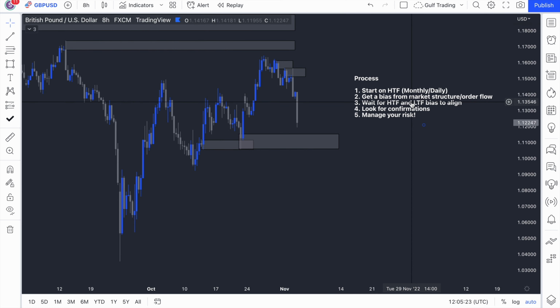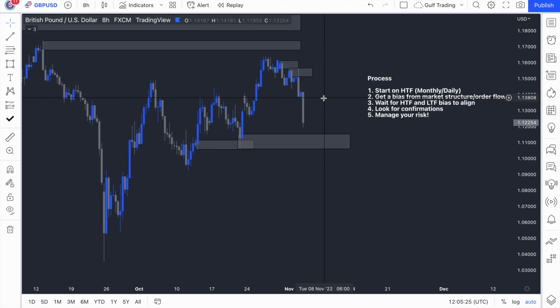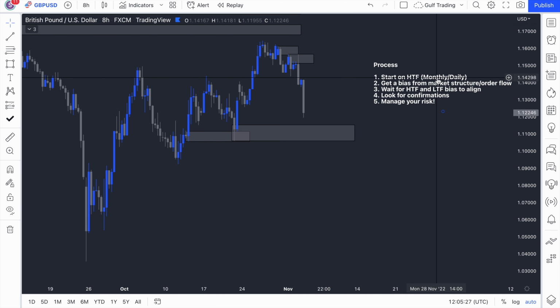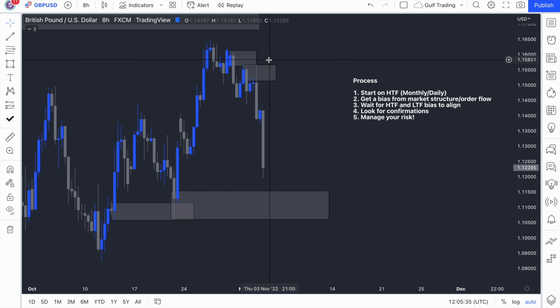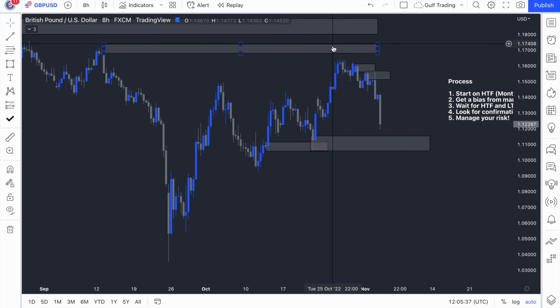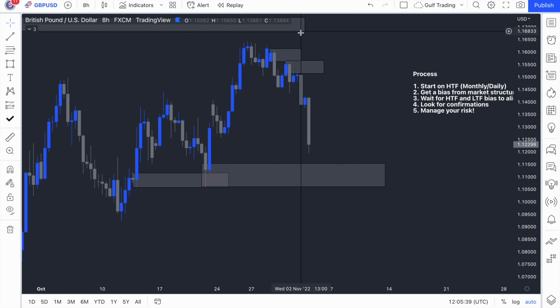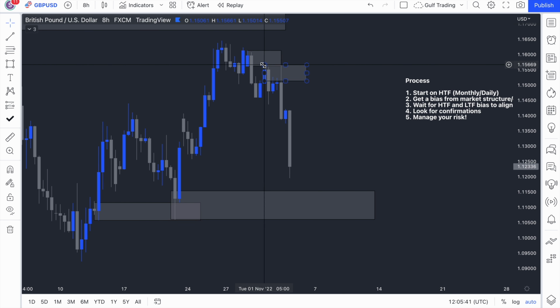Step 3 is waiting for higher time frame and lower time frame bias to align. Your higher time frame bias is bearish, but on this 8-hour you can see bullish market structure here. You wait for a change of character or something. I was waiting for it to come up here and then push down, but it didn't. It won't always touch your supply zones, so you've got to be able to react.